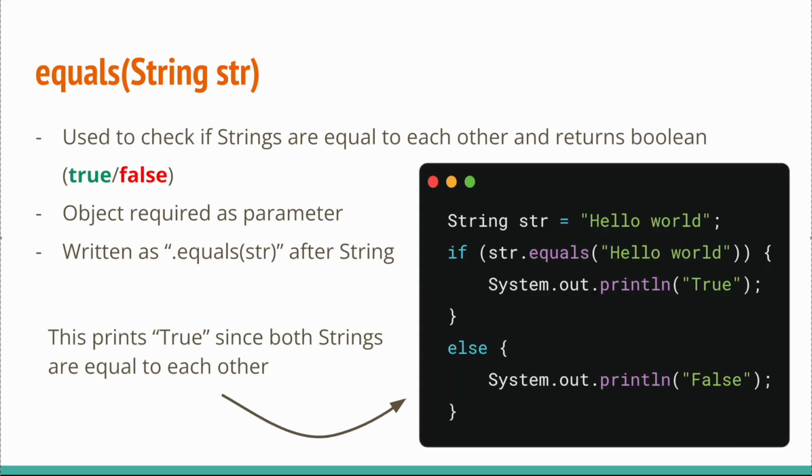So first, the equals method. It is used to check if strings are equal to each other and returns a Boolean value, true or false. An object is required as a parameter, and is written as .equals(string parameter) after a string. So in this code piece over here, the if statement, when it runs, it will print true since both strings "hello world" are equal to each other.